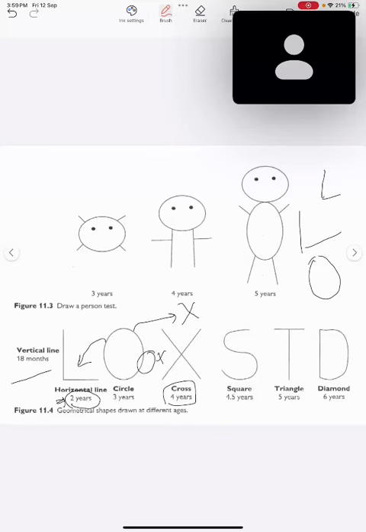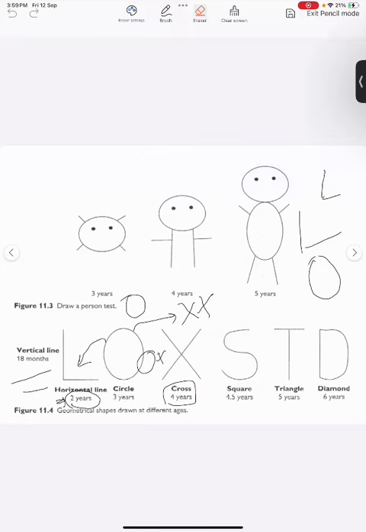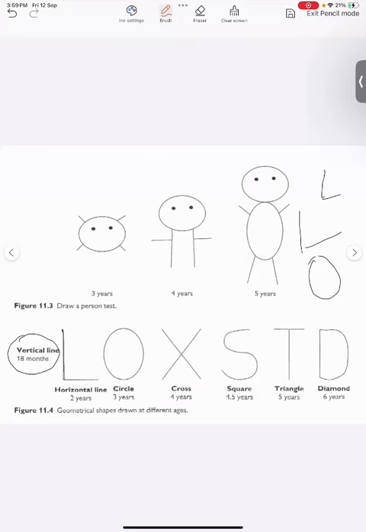So the first thing, you will draw the line. You will say, can you please draw a line for me? Can you please make a circle for me? Can you please make a cross for me? So you will assess the age according to that. Do remember the mnemonic, that is LOX STD, LOX STD. The vertical line is by the age of 18 months, horizontal line is by 2 years. He draws a circle by the age of 3 years, cross by 4 years, square 4.5, triangle 5 years, and diamond 6 years.